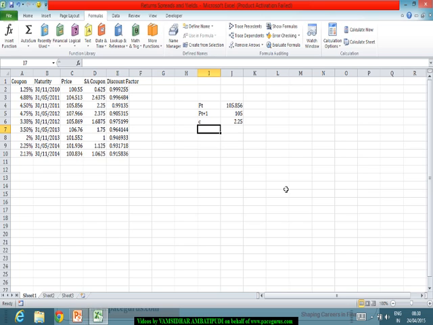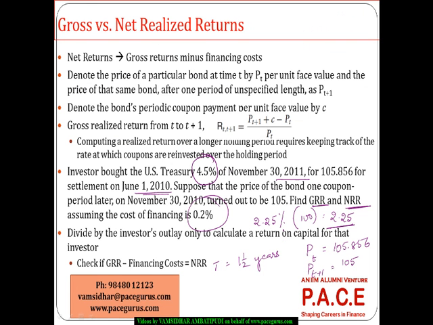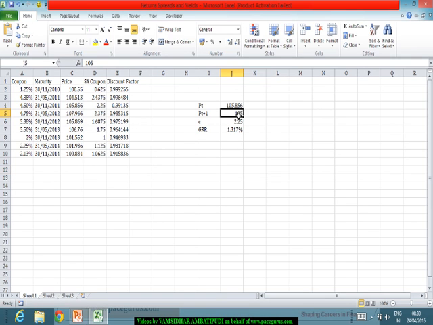Now if I am trying to do a computation for the gross rate of return, I am simply taking it as PT plus 1 minus PT, and during this period there is a coupon that is declared. This entire thing divided by PT, giving me that the gross rate of return during this particular period is 1.317%.